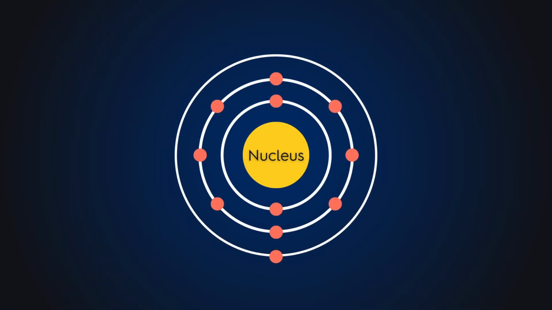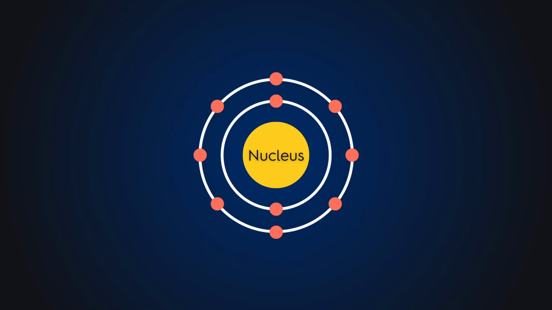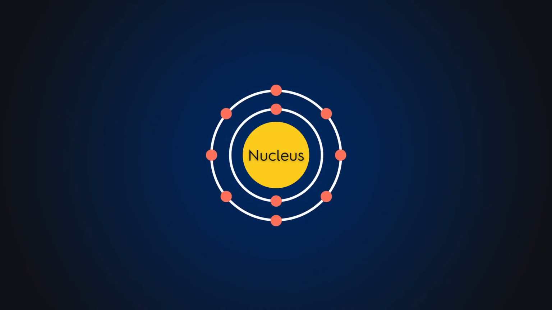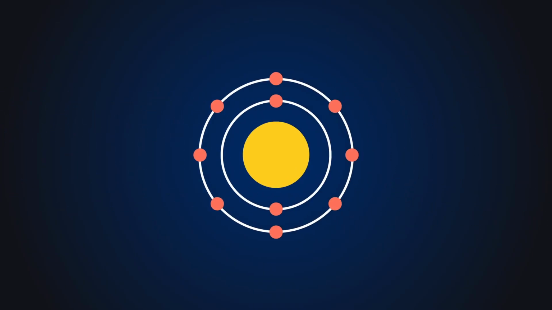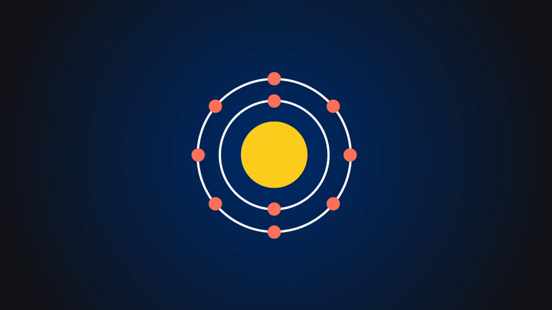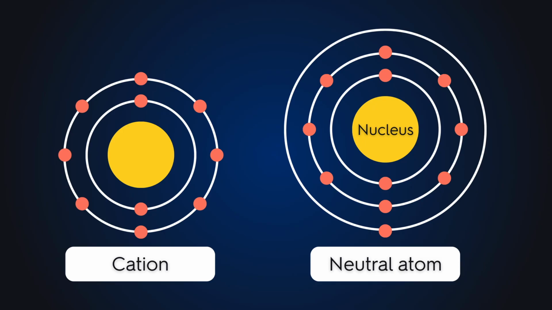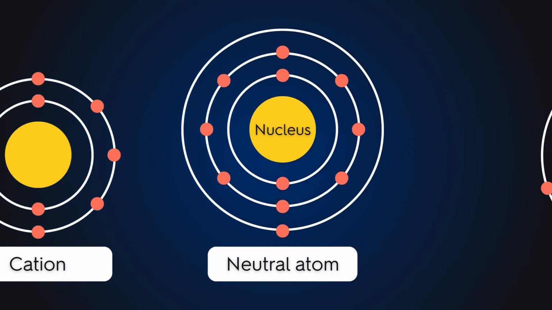Atomic size depends on two main factors: how strongly the nucleus pulls on electrons, and how much the electrons repel each other. When an atom loses electrons to form a cation, the same nuclear charge is now acting on fewer electrons. With less electron-electron repulsion and the same nuclear pull, the remaining electrons move closer to the nucleus. That's why cations are smaller than their neutral atoms.